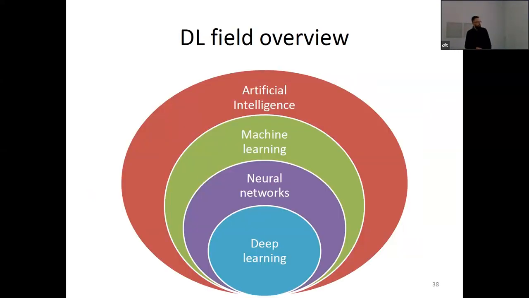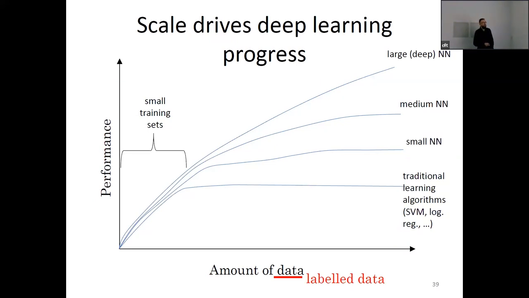And as you probably have some idea, deep learning is part of artificial intelligence, which is a part of machine learning, and deep learning is within the neural networks area. What is different for deep learning apart from the traditional learning algorithms? Well, it works really well with big data. When we have a lot of data, it really shows the value of deep learning.